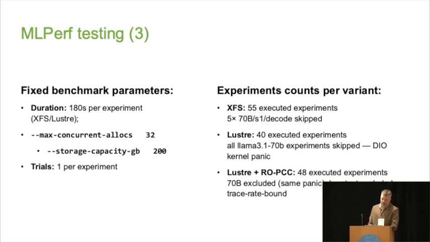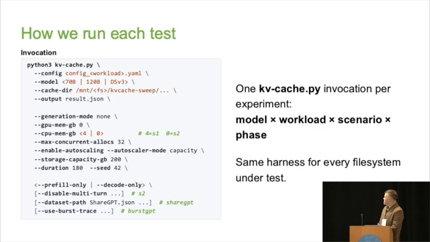I had to exclude Llama 3.1 70 billion parameters because I caused a kernel panic with Lustre, because of large DIO sync write operations. And as a last stage, I also excluded burst GPT because I saw no valuable data, and this workload requires additional investigation from me. So that's how each test was run for each cell.